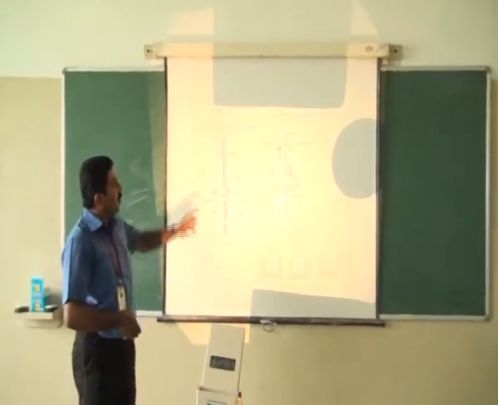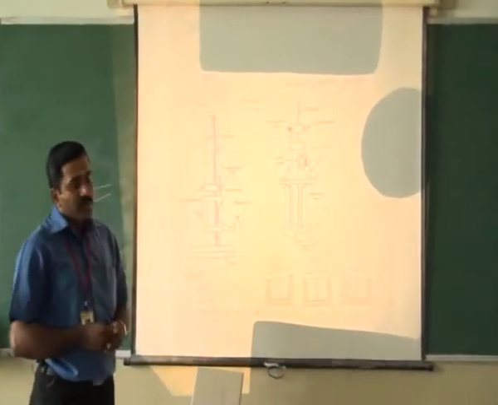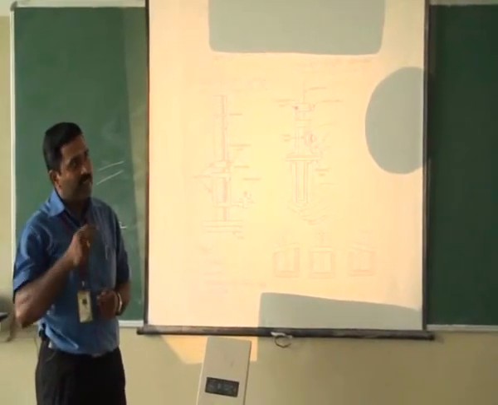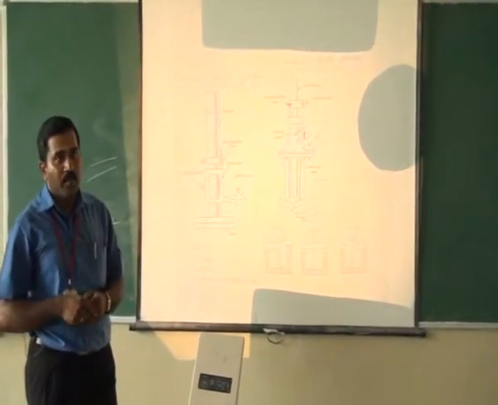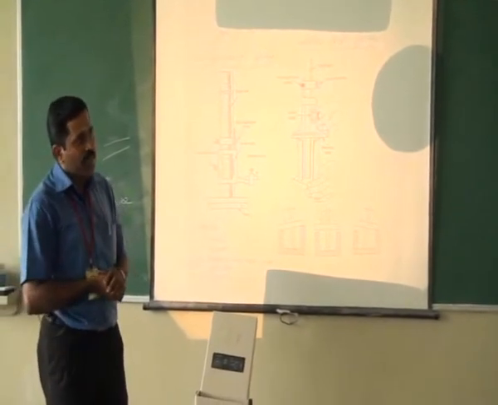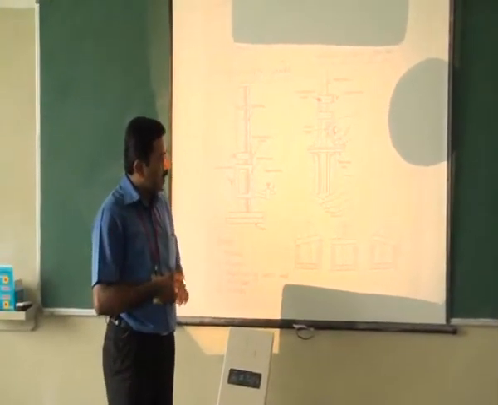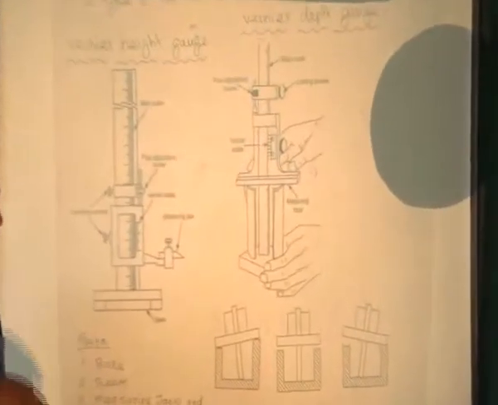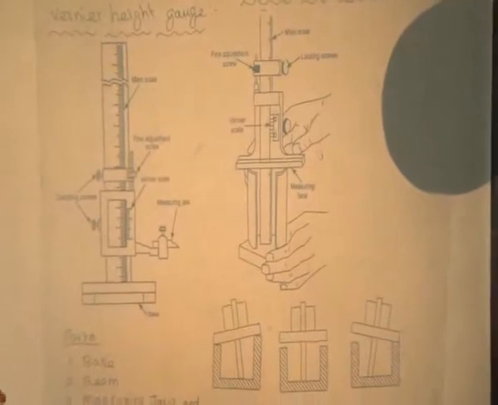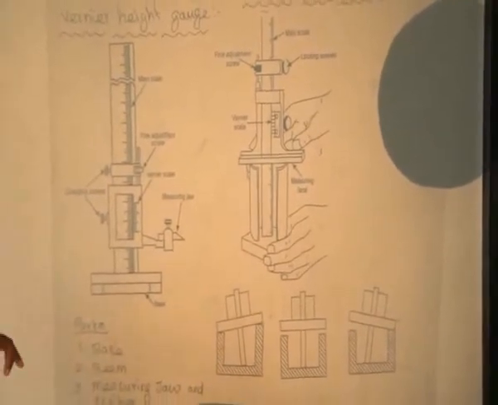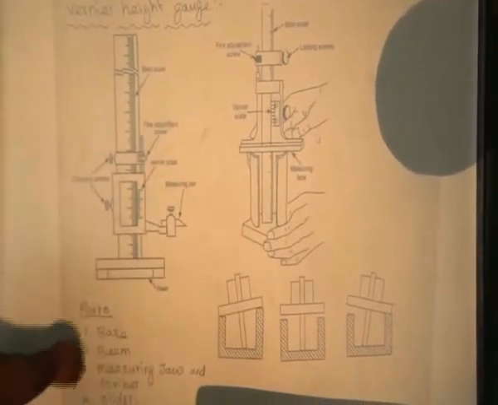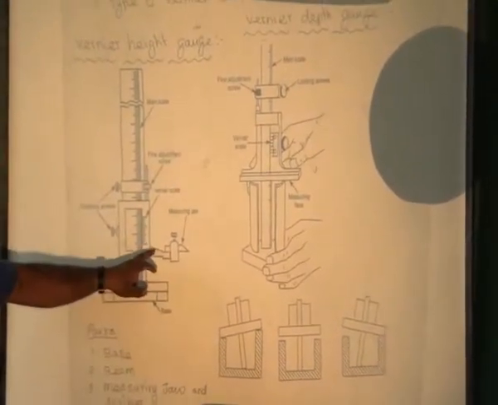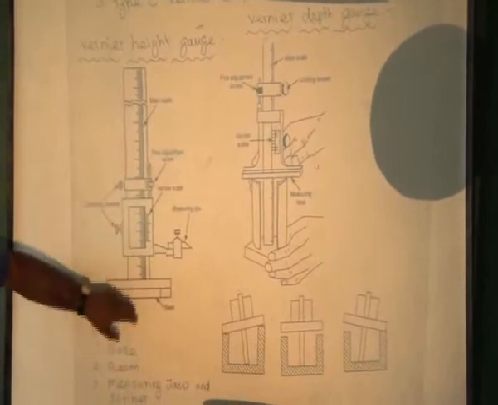Okay, the next one is the vernier height gauge. For lighter components, we can measure the height by using the vernier caliper. For heavier components, the heavyweight components, we can measure the height by using the vernier height gauge. The vernier height gauge is only fixed on the surface plate, and the heavier component is located on the surface plate. Both faces are on the horizontal surface. Then we can use the vernier height gauge.